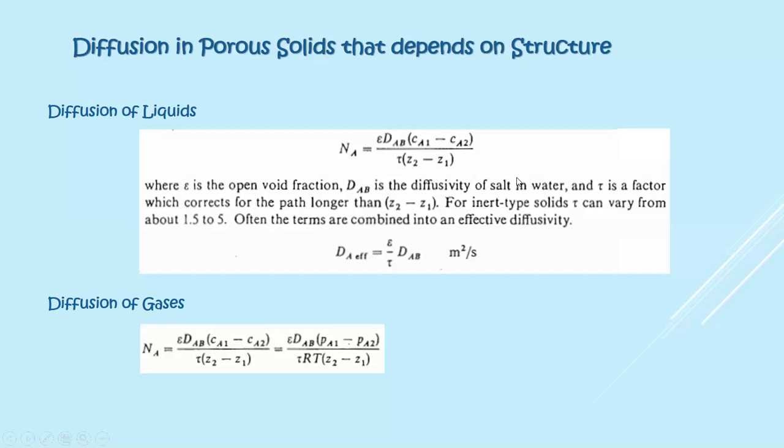So we were talking about diffusion of gases and liquids and solids. If it's gases, then we just change the concentration terms here to partial pressure divided by RT.